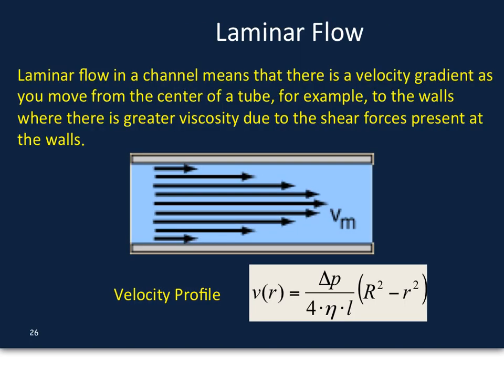In microfluidic devices, we have what's called laminar flow. Laminar flow in a channel means that there's this velocity gradient as you move from the center of a tube, for example, to the walls, where there's greater viscosity due to the shear forces that are present at the walls. And so what we have are side-by-side flows at different velocities through the microfluidic channel.